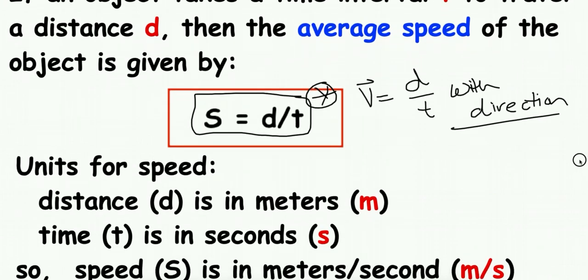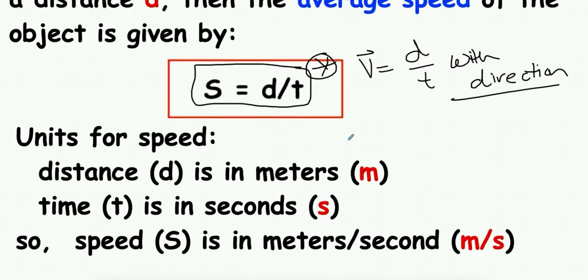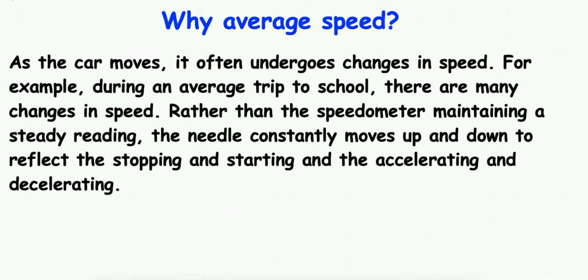Okay, so units for speed, pretty simple. Distance is measured in meters, time is measured in seconds, so speed is meters per second. If we say velocity, you're going to have a positive or a negative in front of it. Okay? So, why do we care about average speed?